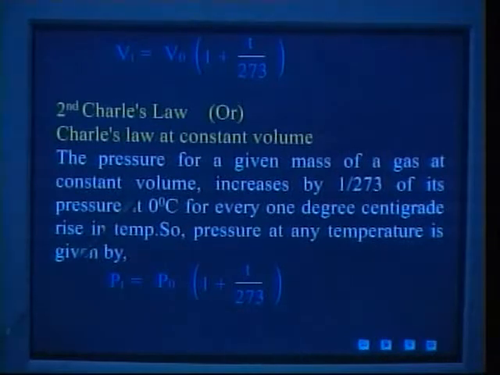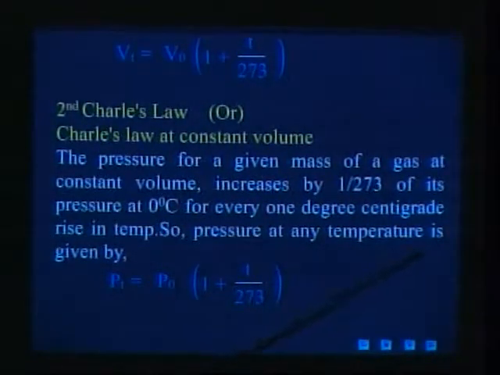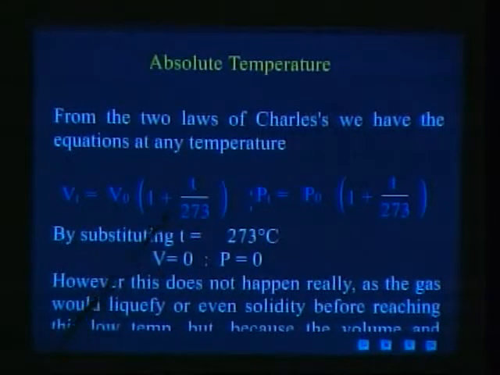Second Charles law, or Charles law at constant volume: the pressure for a given mass of gas at constant volume increases by 1 by 273 times of its pressure at 0 degree centigrade for every 1 degree centigrade rise in temperature. So, pressure at any temperature is given by Pt equals P0 into 1 plus T by 273. From the two Charles laws, we have the equations for Vt and Pt. When we substitute minus 273 degree centigrade into these equations, we get volume equal to 0 and pressure equal to 0.